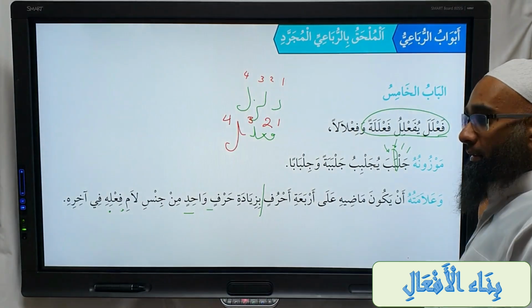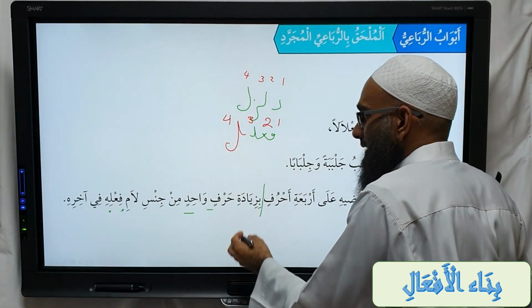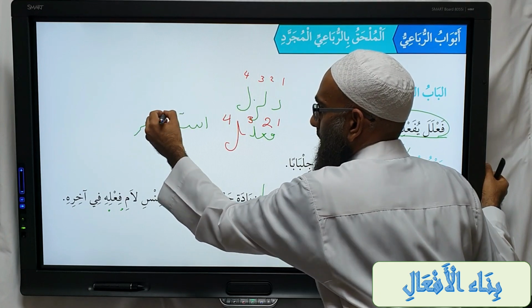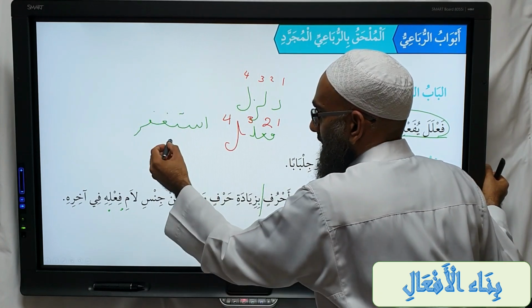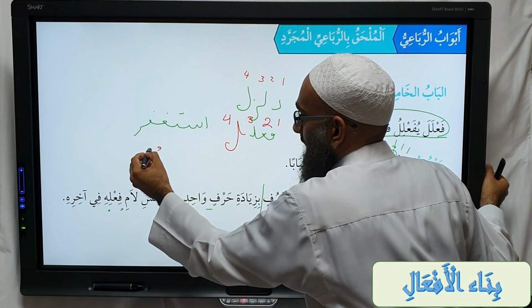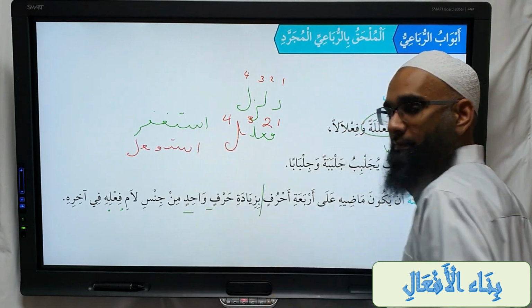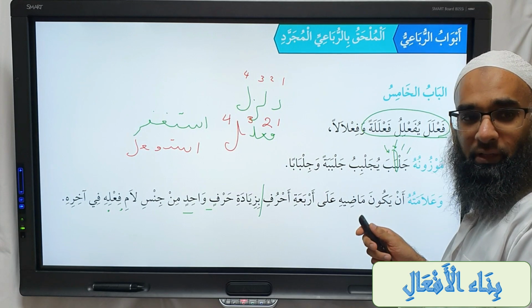No, it doesn't. If you've got extra letters, like istaghfara, istaf'ala. So let me say now what? The root letters are fa, ain, lam, and then you have to add alif, sin, and ta. You understand? You got it?